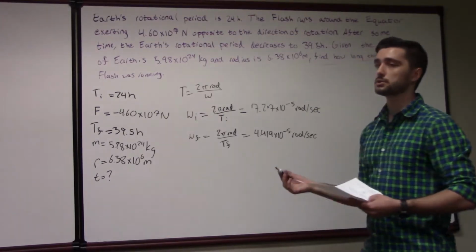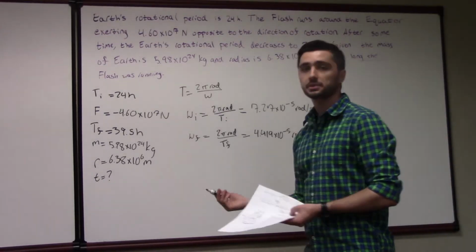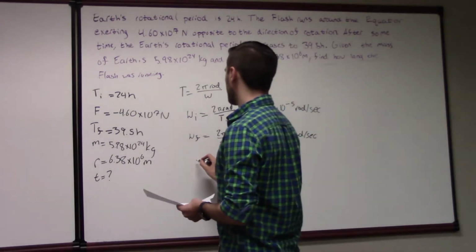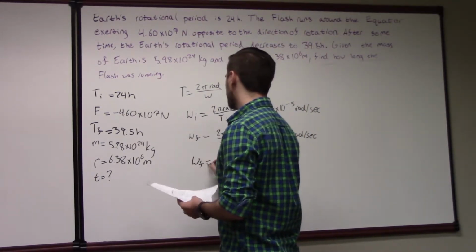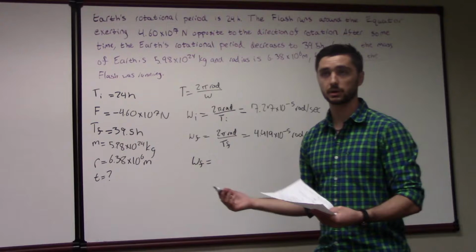So now that we know our two angular velocities, we need to figure out how to relate this to time. So I'm going to write down a kinematic equation. It's the first one that comes to mind when I think of a change in angular velocities and when I'm looking for time.